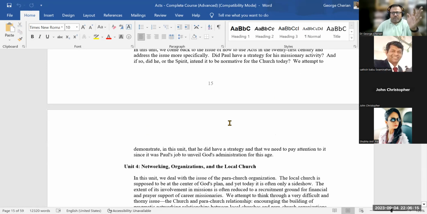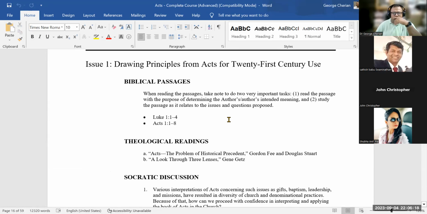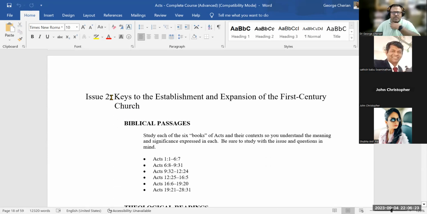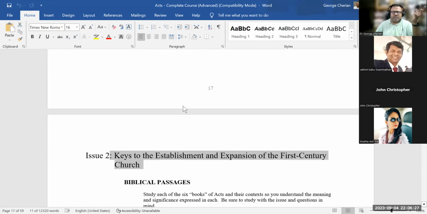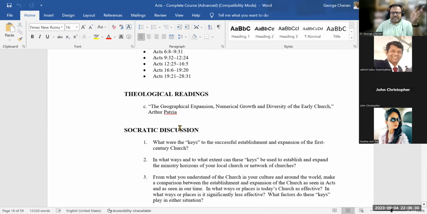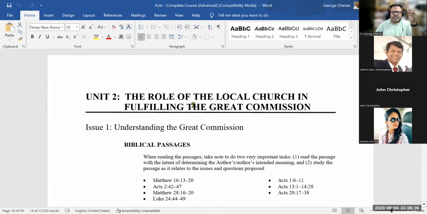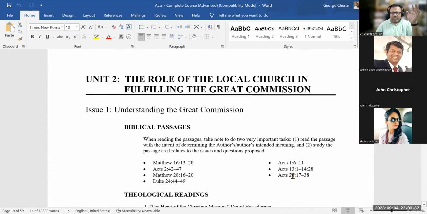Okay. So now, we go to issue 1. We finish this. Issue 2 was the key one, which is the keys to establishment. Issue 1 is how to read the book of Acts so that you can draw the keys. And we did this in extension. We did arthopatia. We kind of did all these questions. Now we are in unit 2. We have gone through these verses, isn't it? In detail, we went through these verses and we saw the biblical basis of how the local church should fulfill the Great Commission.